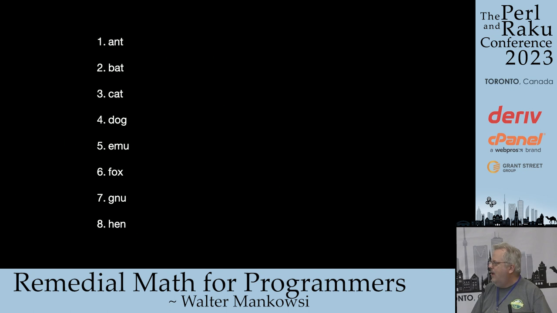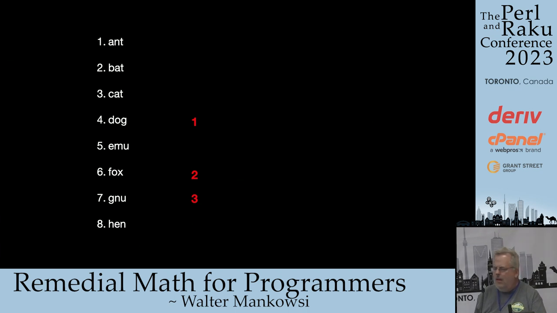But if we sort it, then we can start at the middle. I'm going to look at dog. Is GNU greater than or less than dog? It's greater. So I'm going to look between 5 and 8 then. I'm going to look at fox. Is GNU greater than or equal to fox? Well, it's still greater. So now I'm going to go between 6 and 8. I'm going to look at 7. And that's where GNU is.